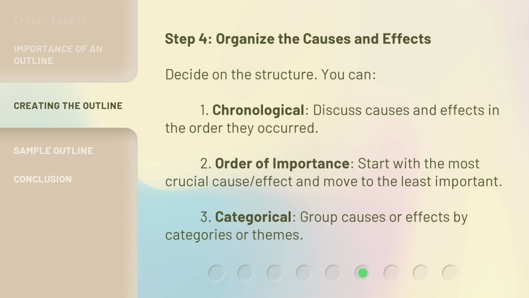Step 4. Organize the causes and effects. Decide on the structure. You can use: 1. Chronological. Discuss causes and effects in the order they occurred. 2. Order of importance. Start with the most crucial cause or effect, and move to the least important. 3. Categorical. Group causes or effects by categories or themes.